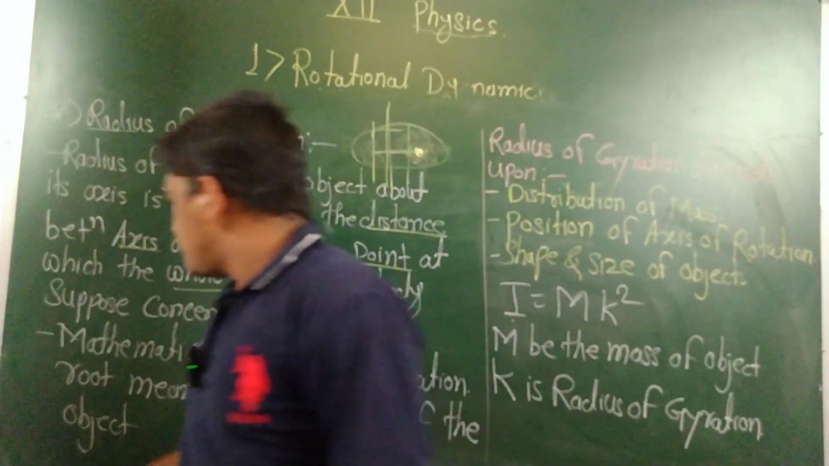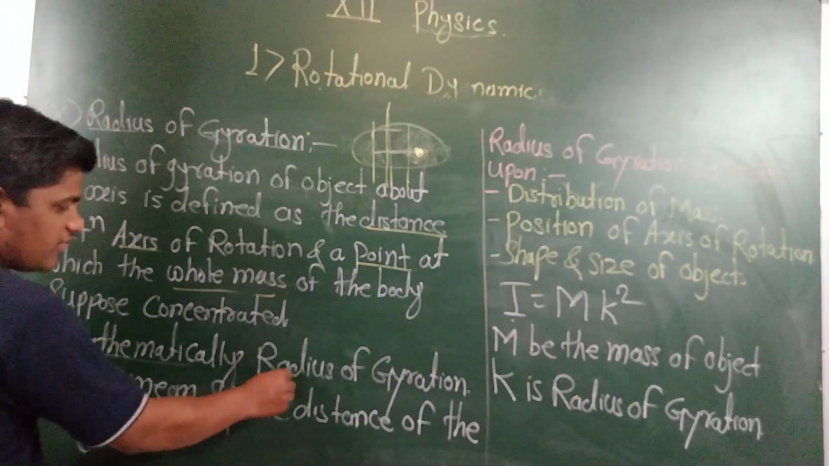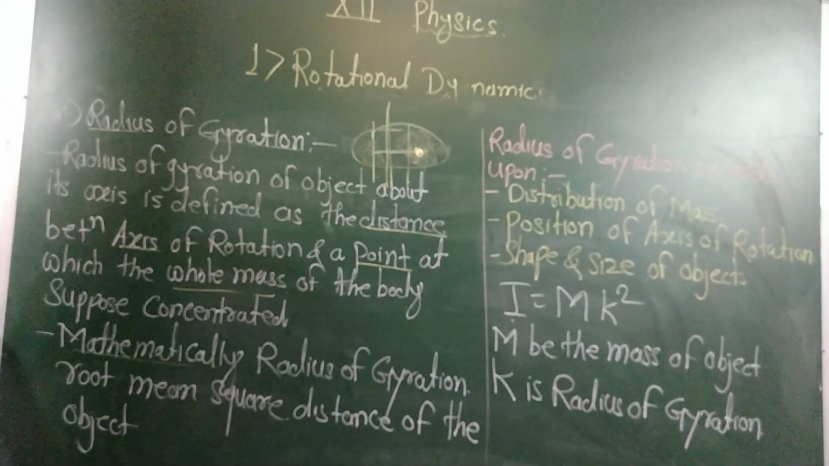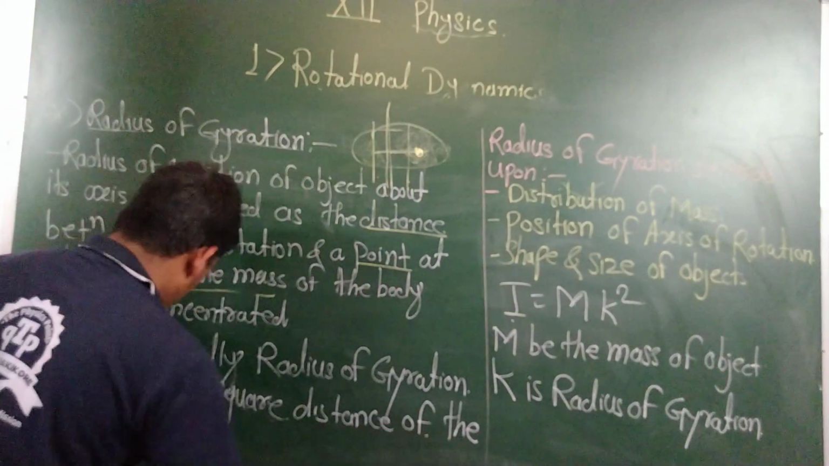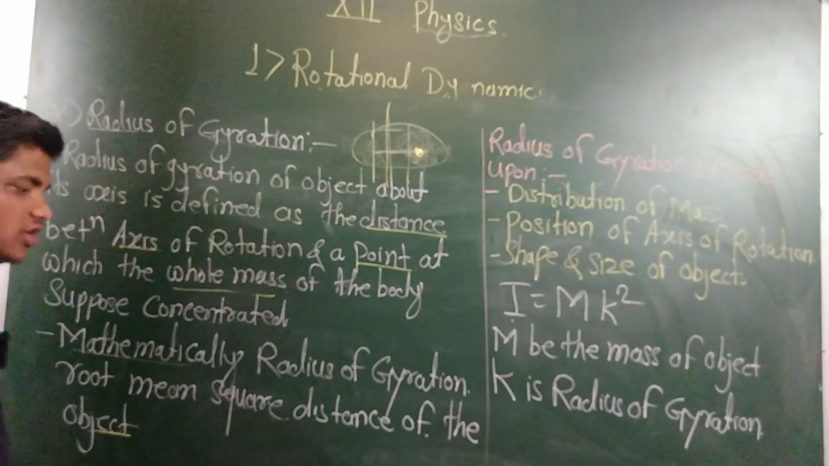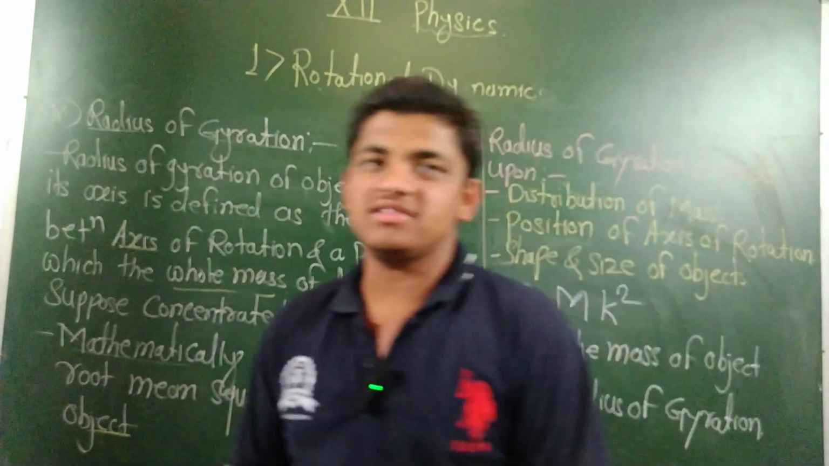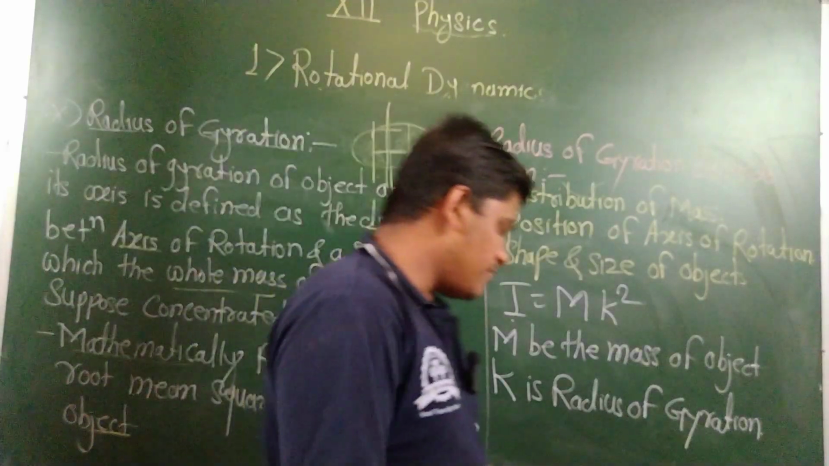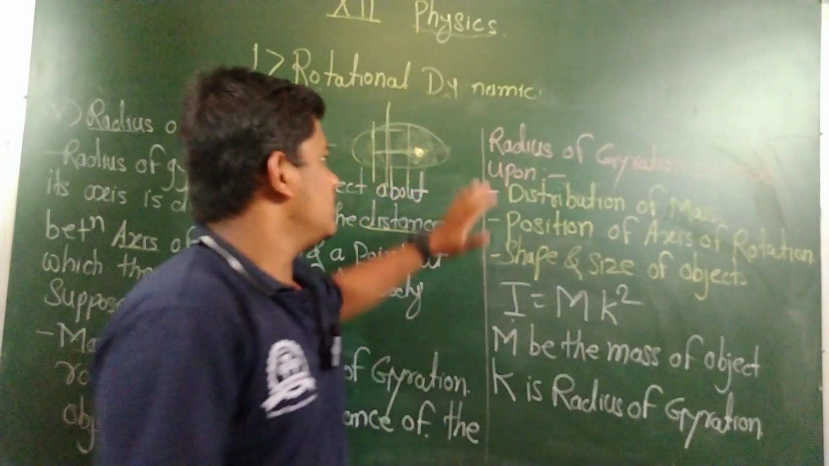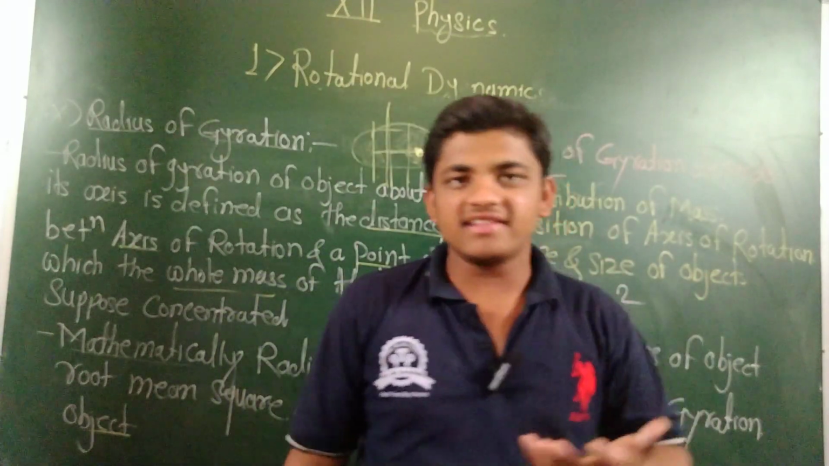Then the center of mass will depend. Now the mathematical equation: mathematically, the radius of gyration k is the root mean square of the distance of the object's mass from the axis of rotation or center of mass. These two things will be discussed here. And the dependency of the radius of gyration: it depends on the distribution of mass and the position of the axis of rotation.